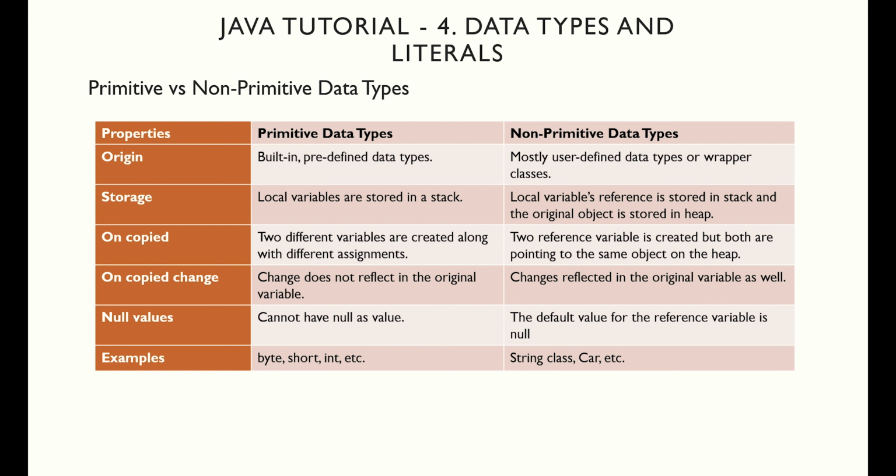Whereas on copy of a non-primitive data type variable, two reference variables are created, but both point to the same object in heap. This means when the copied variable changes, the original variable also changes. Let's look at an overall example for all the things that I went through in this video so far.